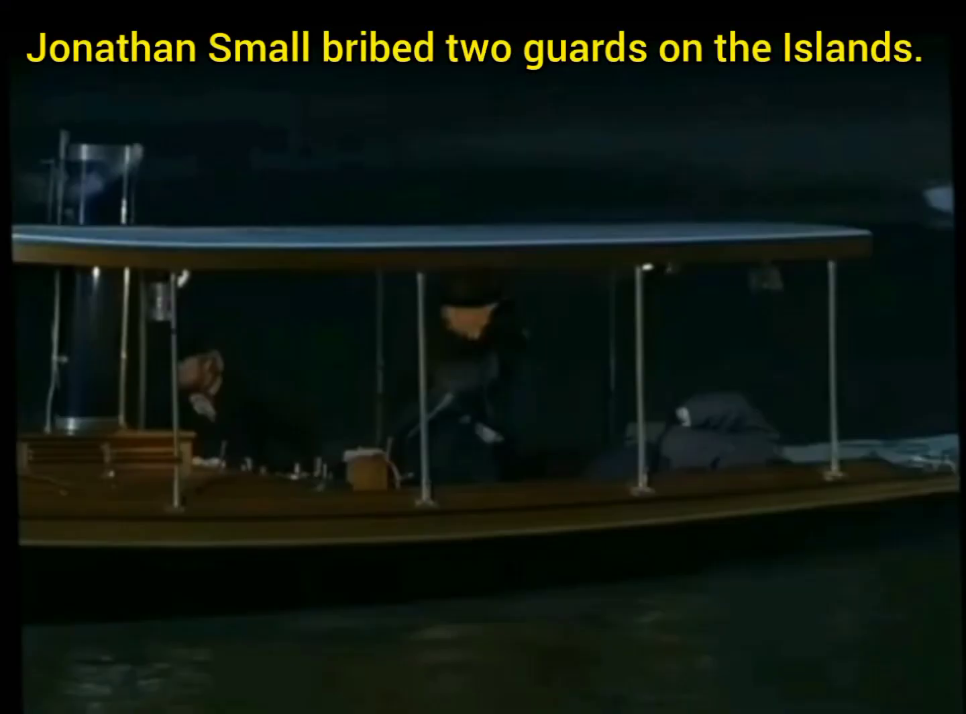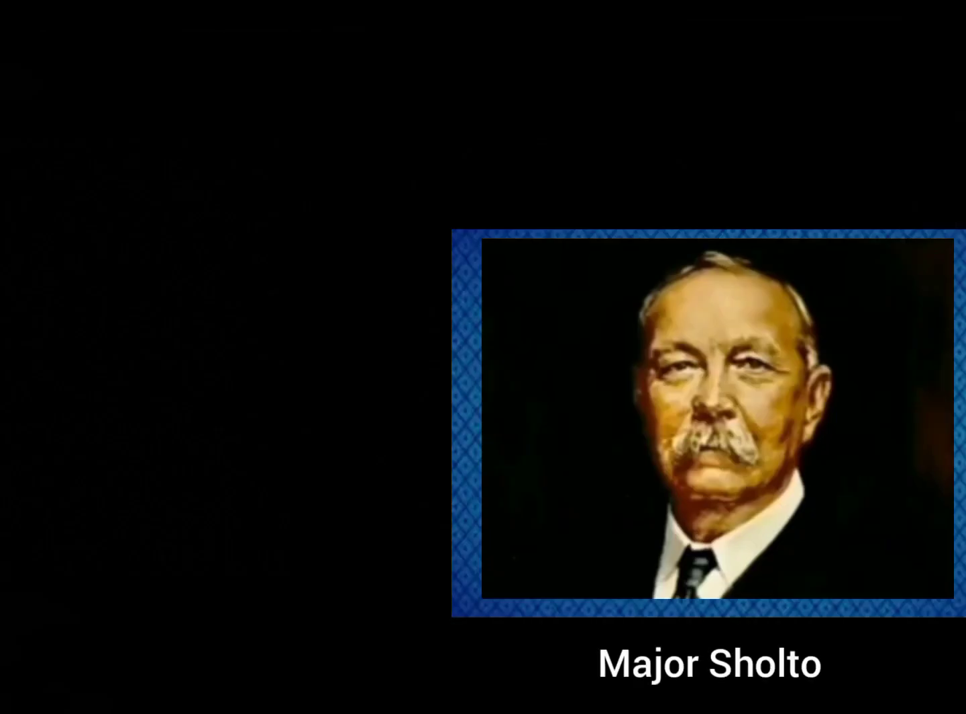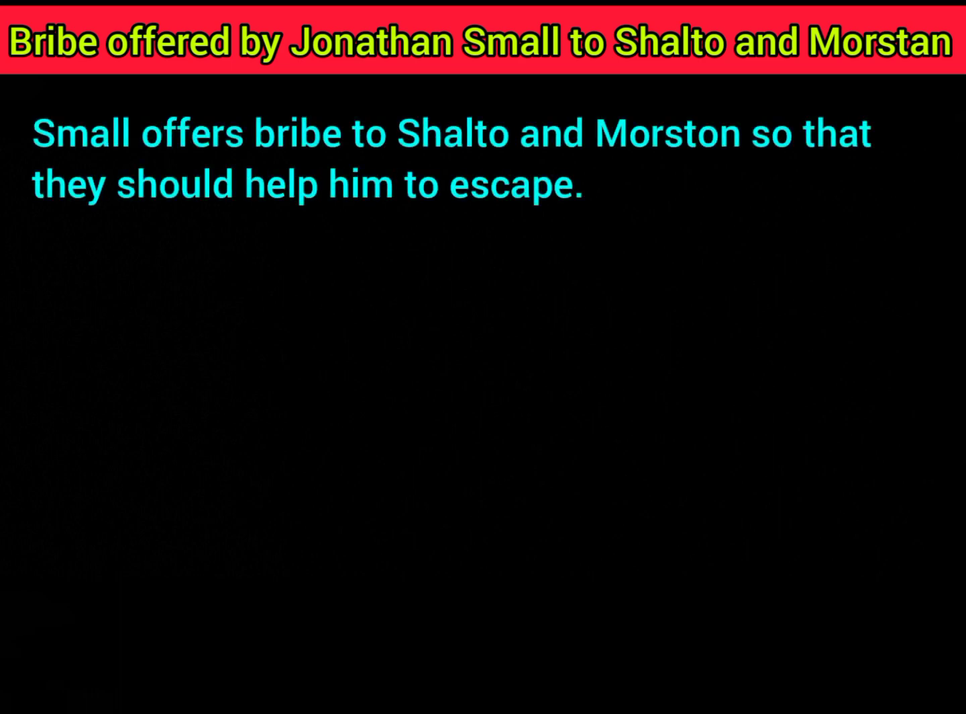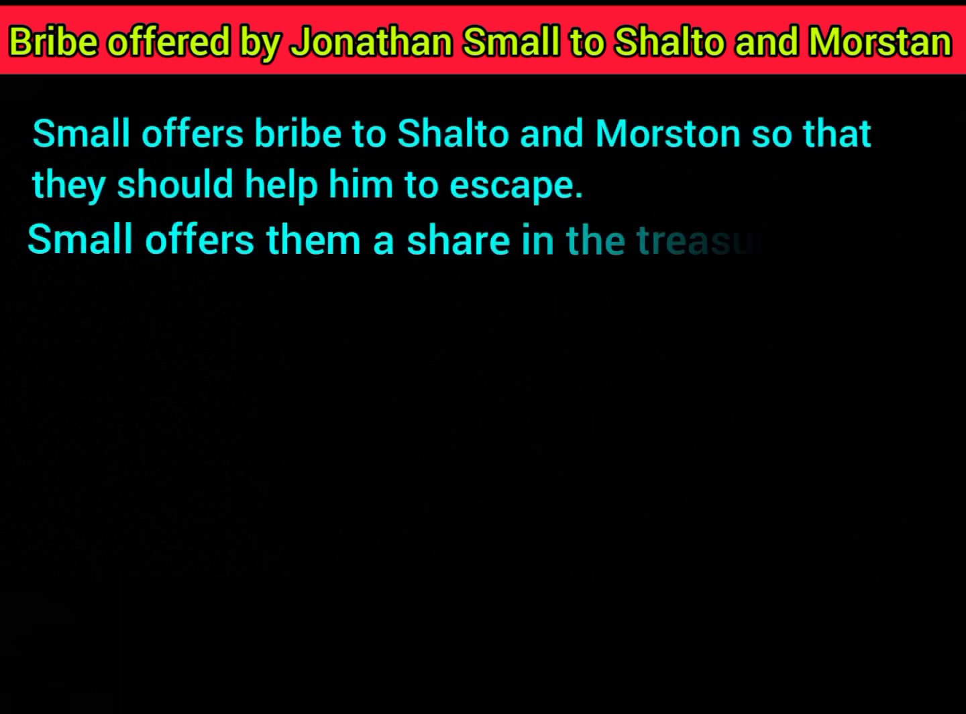Small bribed 2 guards on the island. Who are these 2 guards? Major Sholto and Captain Arthur Morstan, who is Mary Morstan's father. Why does Small give a bribe to Sholto and Morstan? So that they should help him to escape. Which bribe does he offer them? Small offers them a share in the treasure.